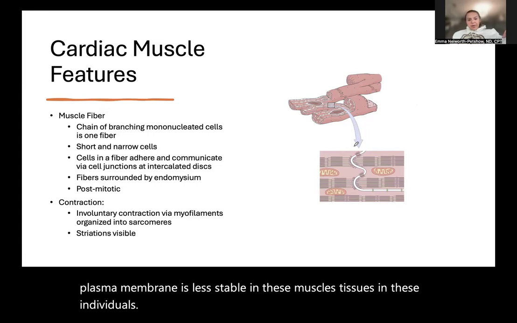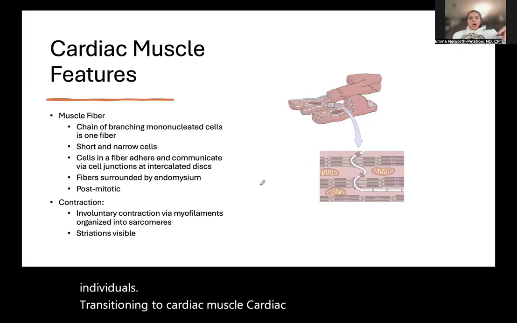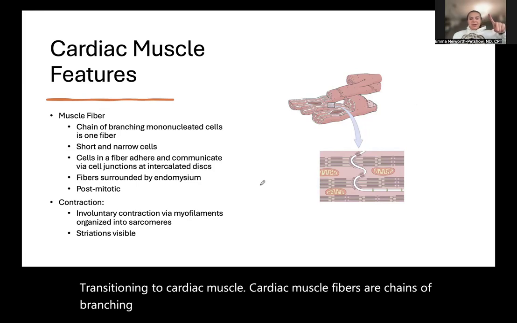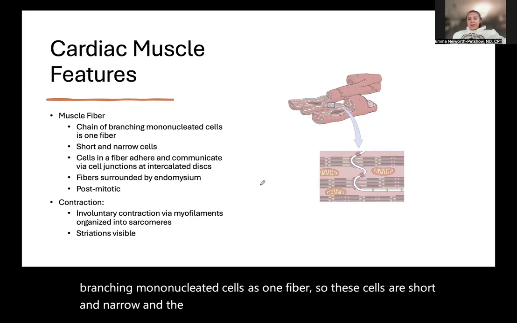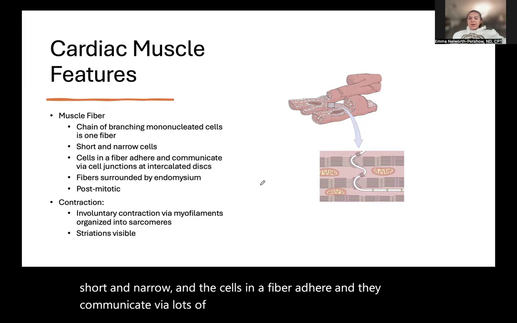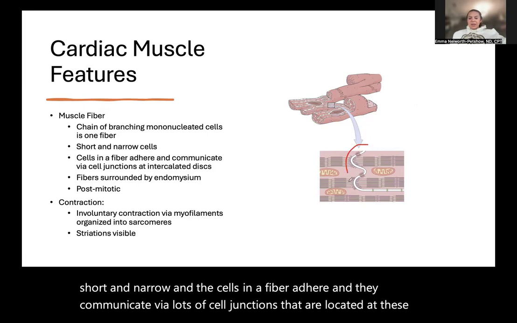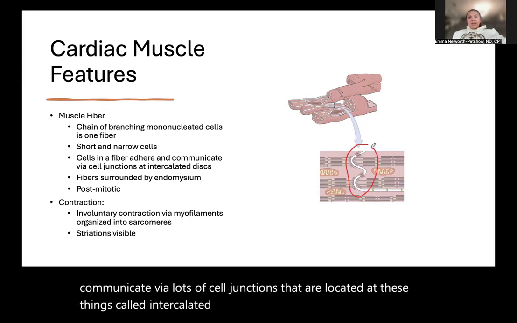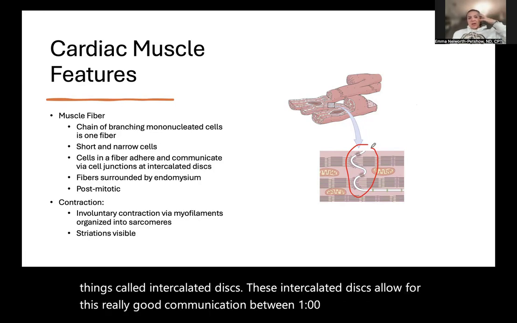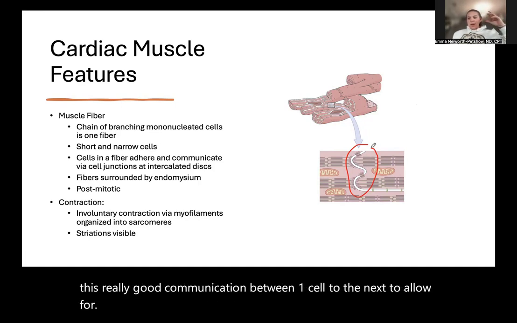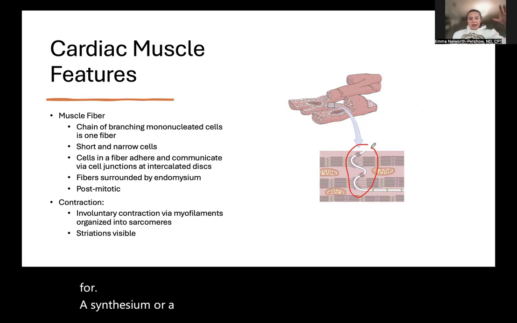Transitioning to cardiac muscle, fibers are chains of branching mononucleated cells as one fiber. These cells are short and narrow, and the cells in a fiber adhere and communicate via lots of cell junctions that are located at these things called intercalated discs. These intercalated discs allow for really good communication from one cell to the next, to allow for a syncytium, or a singular contraction at one time.